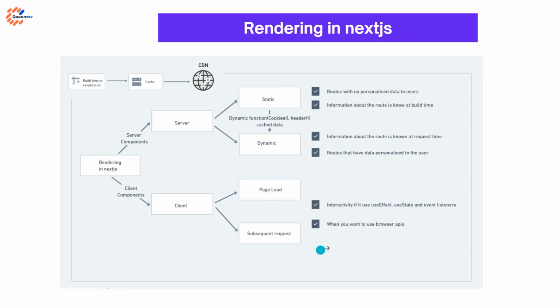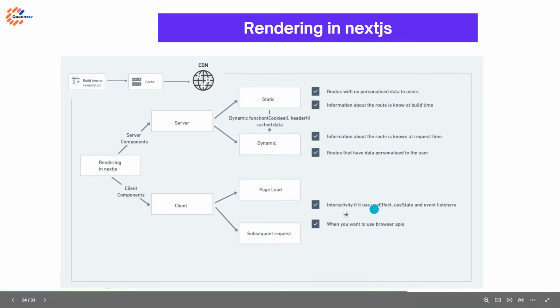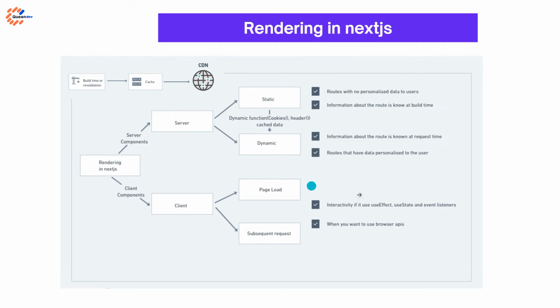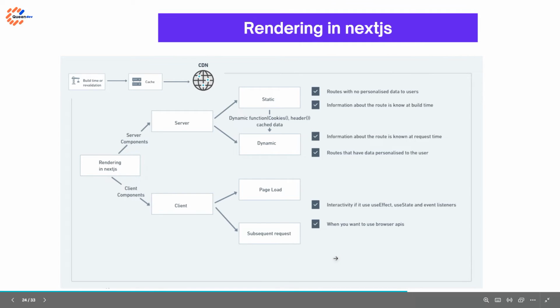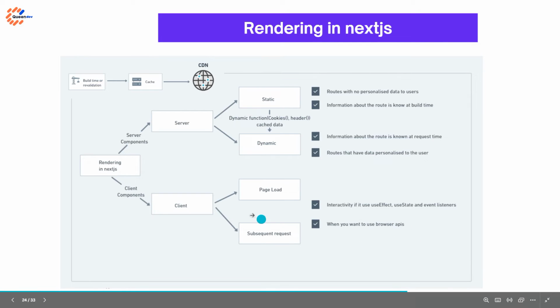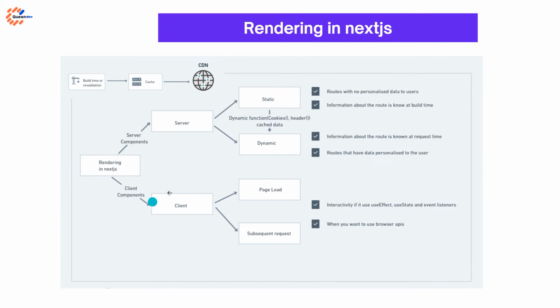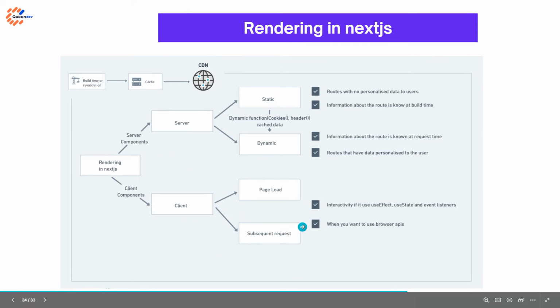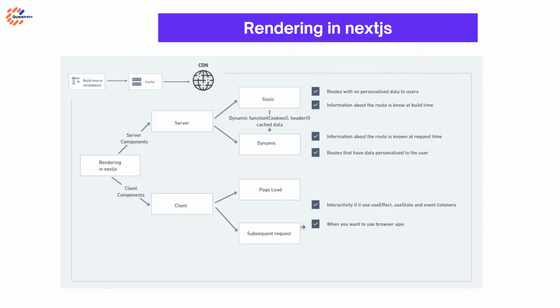With client-side rendering, you see that there's interactivity. If you are using useEffect, useState, and event listeners, you have immediate feedback. But with server rendering, you don't really see that interactivity until that component is hydrated on the client. Client components are also good when you want to use the browser's APIs. Let's say you want to get the location of a user, you can use the browser's geolocation, and you can also use local storage inside client components.